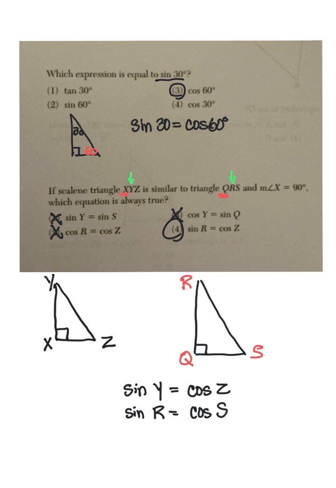Let me explain why. Okay, so this says the sine of R. So what I've got right here says the cosine of Z, but this is the cosine of S. But look up here. Z and S are in the same exact spot in our triangles, which means Z is equal to S. So that means I can take this S and replace it with its equivalent angle, which would be Z. And that's how they're getting that.